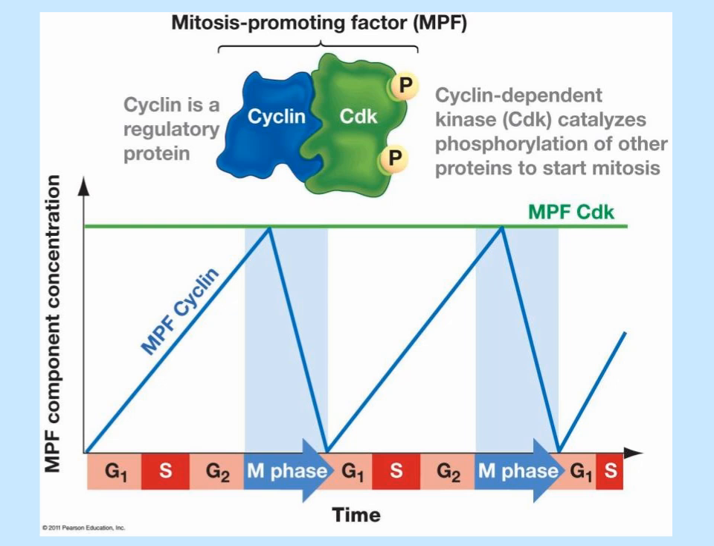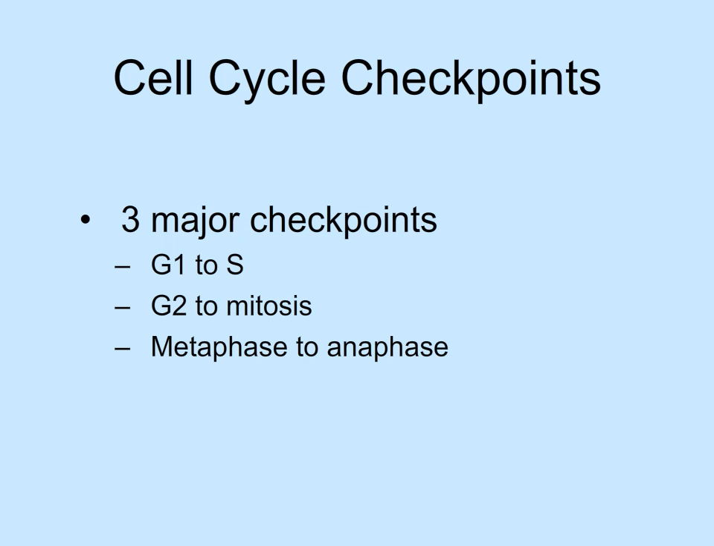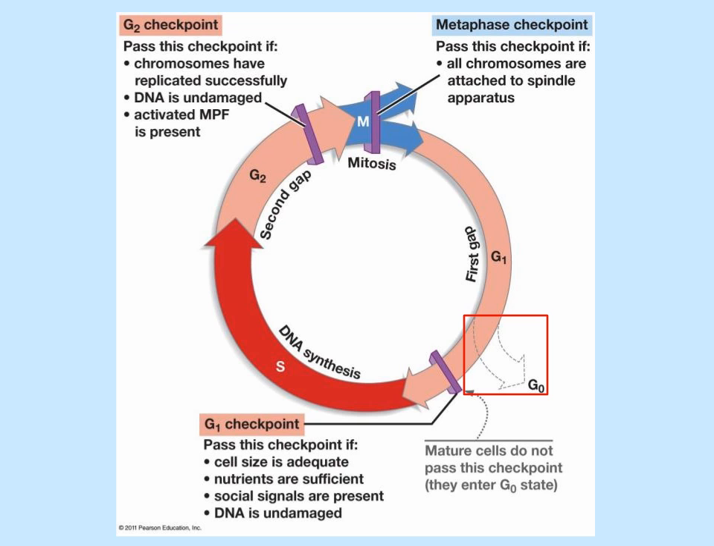When concentrations of MPF increase during interphase, the cell enters the M phase. Why? Well, the CDK part of this factor adds a phosphate to other proteins that initiate mitosis. But everything must be correct in the cell for mitosis to occur. There are three major checkpoints in the cell cycle. Some cells do not divide once they mature and enter a state called G0. But cells that do divide encounter their first checkpoint between G1 and S.